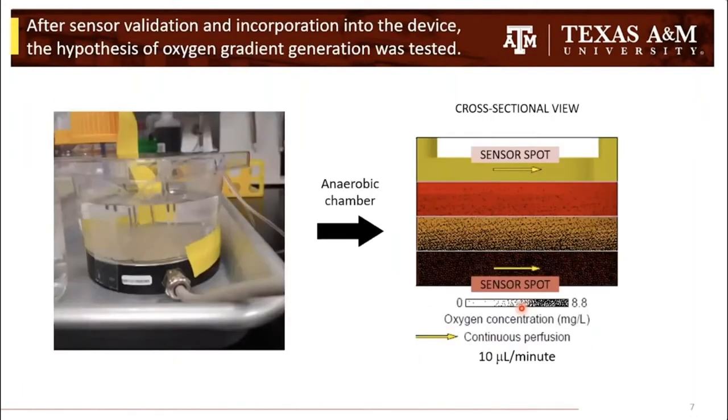After the sensors were validated and incorporated into the device, we tested the hypothesis of whether the oxygen gradient could be formed in the chip by this continuous perfusion of oxygenated water here and anoxic water here. The chip that you can see right here at the bottom is on top of the reader, and it's covered in water. It's brought into the anaerobic chamber, and then continuous perfusion with water starts at 10 microliters per minute through these two outer channels.